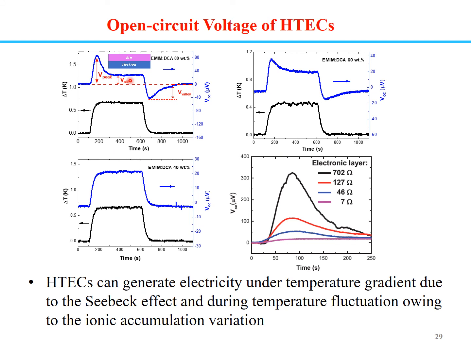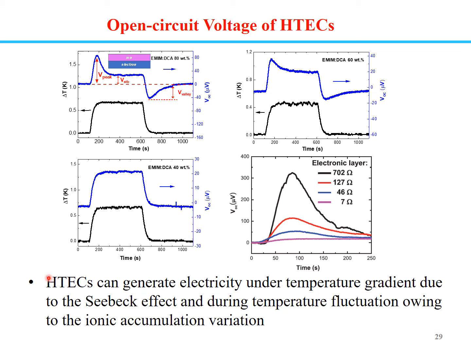Then for this one, for the VOC, we can observe this kind of stable voltage. This is due to the Seebeck effect of the electronic layer. And we can also observe this kind of peak voltage and the decay of the voltage, and the voltage valley and the increase of the voltage. This kind of behavior depends on the loading of the ionic liquid in the ionogel. It also depends on the resistance of the electronic layer.